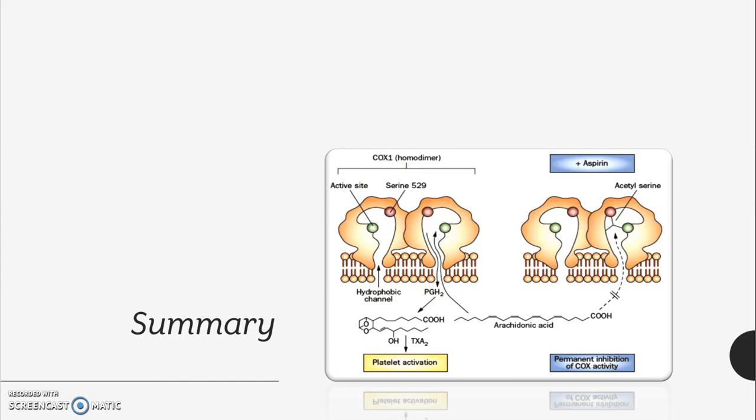However, as mentioned earlier, an unwanted side effect of COX-1 inhibition is an increase in stomach acid, which could cause gastric bleeding, further complicated by aspirin's inhibition of platelets.